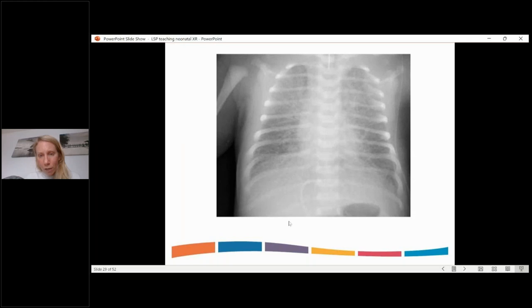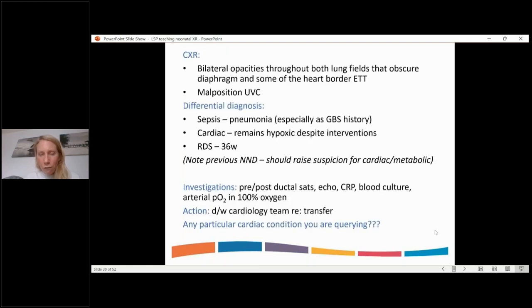We've got an ET tube that's okay, but a UVC that is bending over towards the left, so is malpositioned. And the differential diagnosis in that would be sepsis, particularly GBS pneumonia. So GBS pneumonia looks like RDS on an X-ray. If you have a term baby in particular, or late preterm, that when you do the X-ray looks like really severe RDS, particularly if there are sepsis risk factors or setup for infection, then think about whether that is GBS pneumonia, because that is really commonly how it presents.